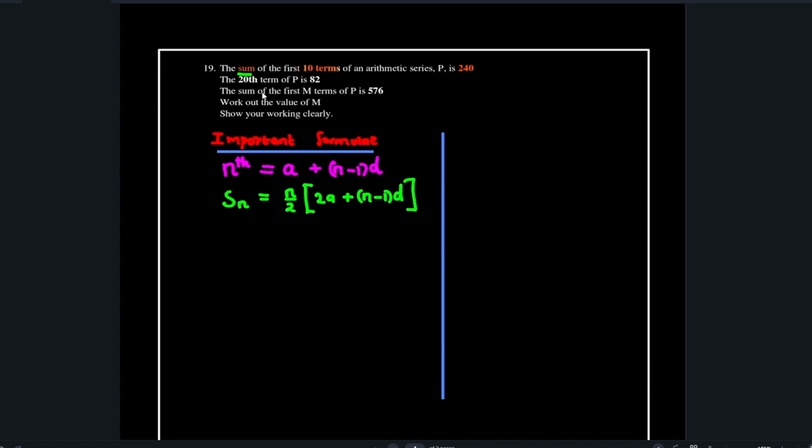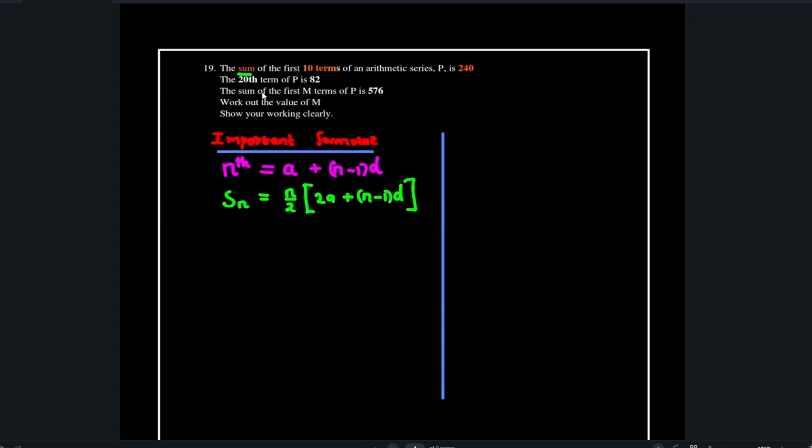The sum of the first 10 terms of an arithmetic series P is 240. The 20th term of P is 82. The sum of the first m terms of P is 576. Work out the value of m and show your working clearly.